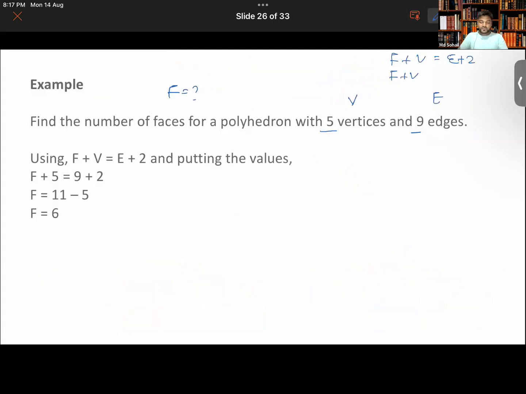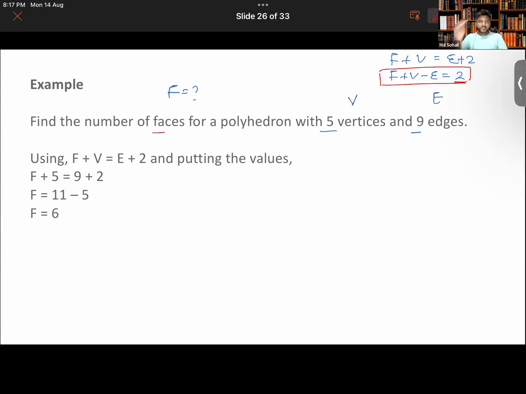It can be written like this as well. Basically, we have moved the constant value to the other side of the equation. We have written 2 over here. First we take Euler's formula, edges plus 2, and then we transpose the E from here to here. We have to find the number of faces, so we transpose the faces and then we subtract it.